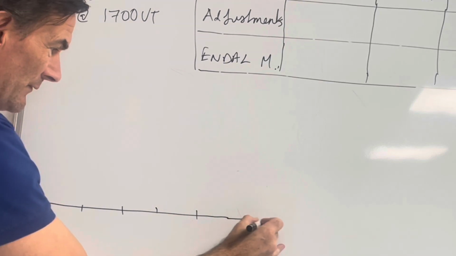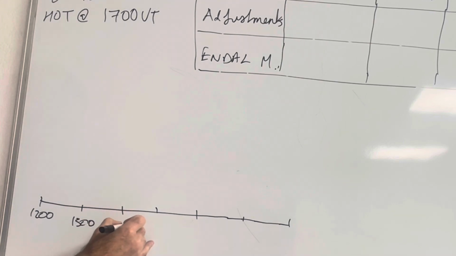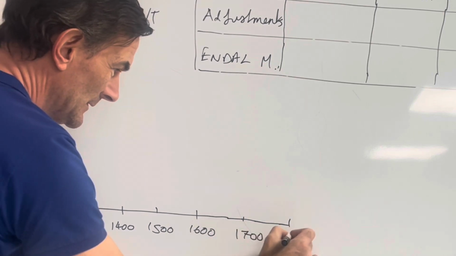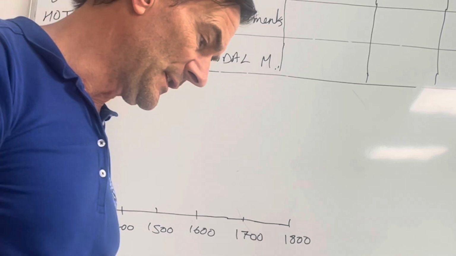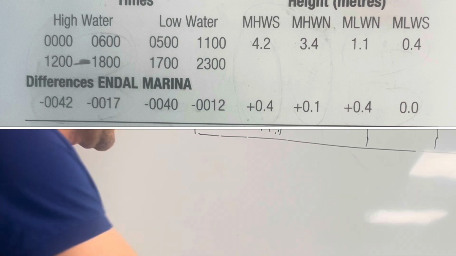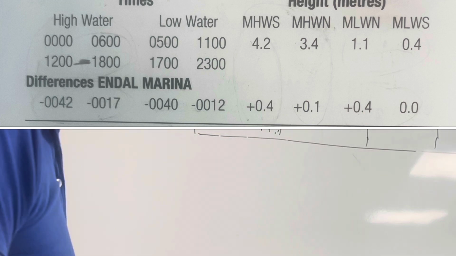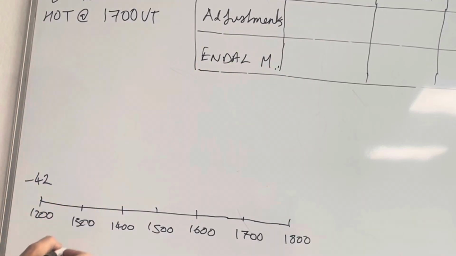with 6 even intervals. Now we need to measure these really with a ruler or use some graph paper to make sure that they're accurate. I'm just going to draw them freehand for the time being so you get the idea. And if we had a high water time in our standard port of 12 o'clock, the adjustment would be minus 42 minutes. If we had a high water time in our standard port at 1800, then the adjustment would be minus 17 minutes. So we need a line that goes from minus 42 to minus 17.